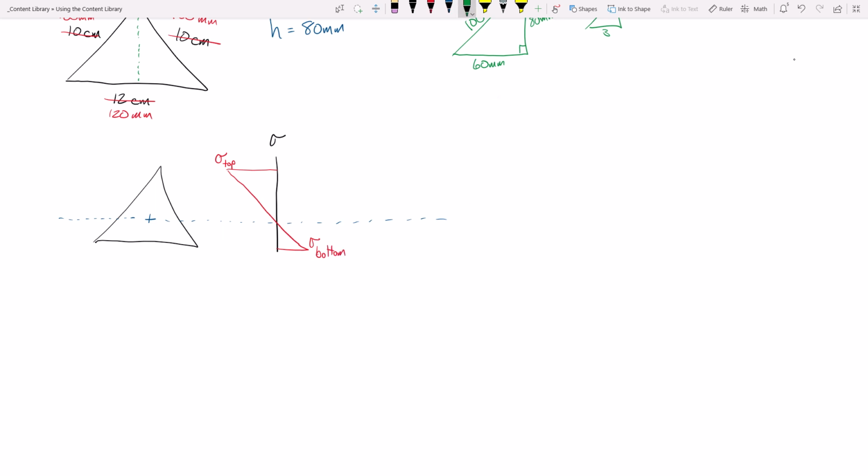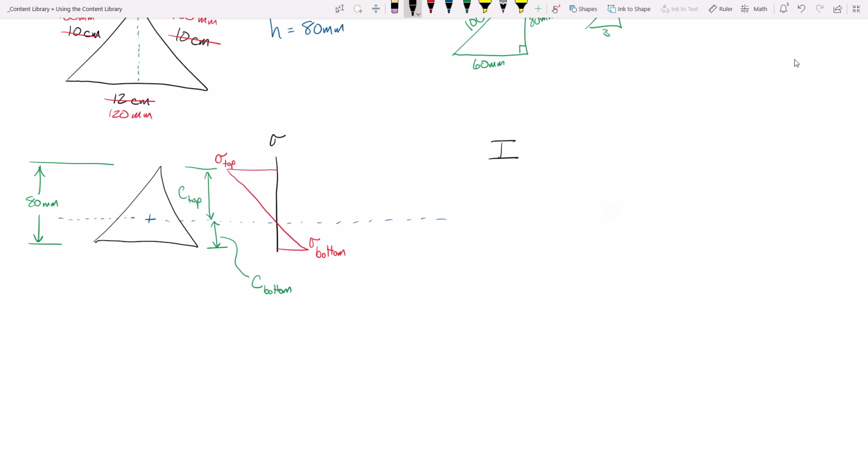Now, if this height is 80 millimeters, can somebody tell me what this distance is? 80 divided by 3, which, by the way, I'm going to introduce a new notation. I'm going to call this C bottom, and this is C top. So, now let's start doing some computations.